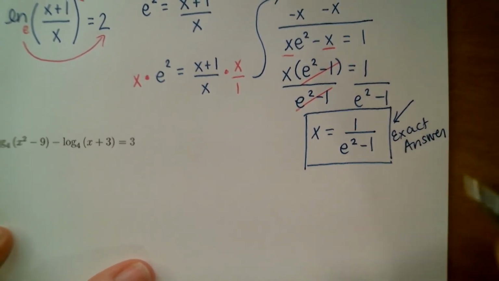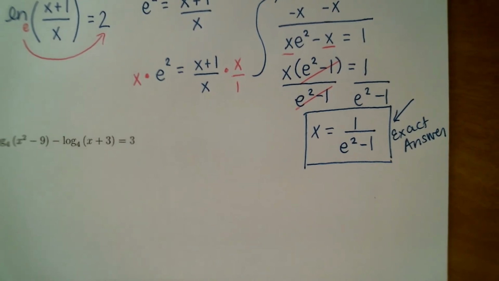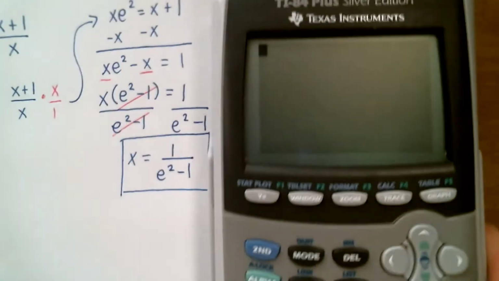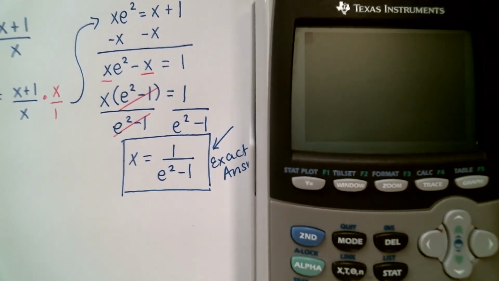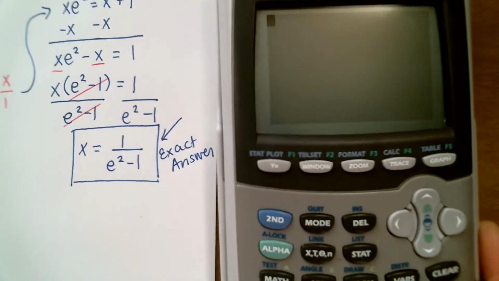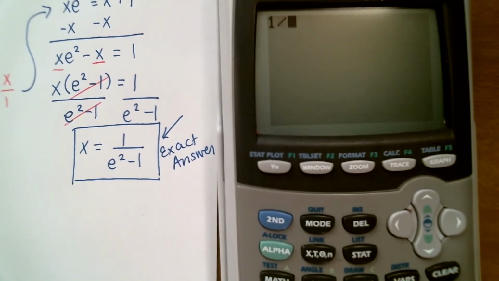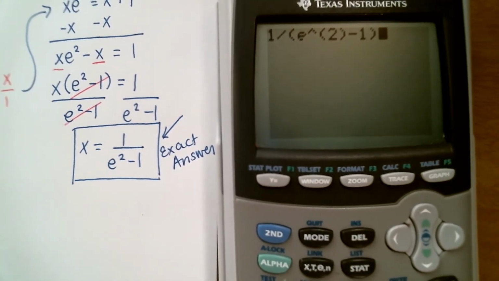And then we also needed the decimal approximation. So let's go ahead and plug this into the calculator to get a decimal approximation. Be careful here, especially if you have an older calculator. You are going to do 1 divided by the entire denominator, which would have to be in parentheses if you have an older calculator. So this is going to be e squared minus 1 close parentheses. If you don't put the whole denominator in parentheses, it will just take the 1, divide by e squared, get that result, and subtract 1, and that's not what you want.